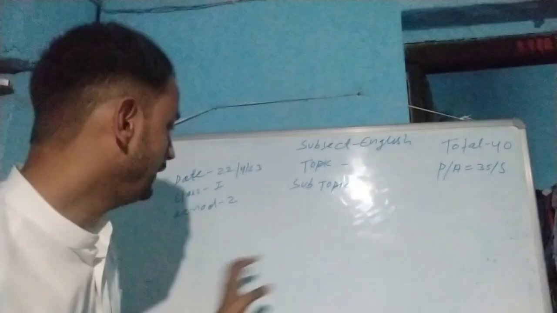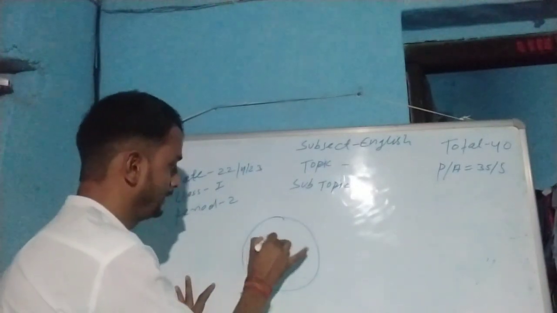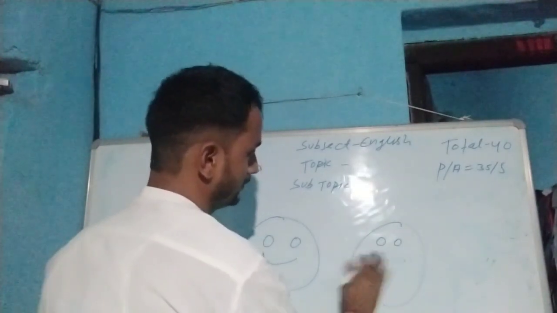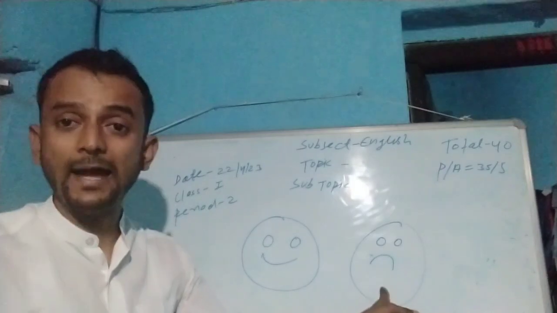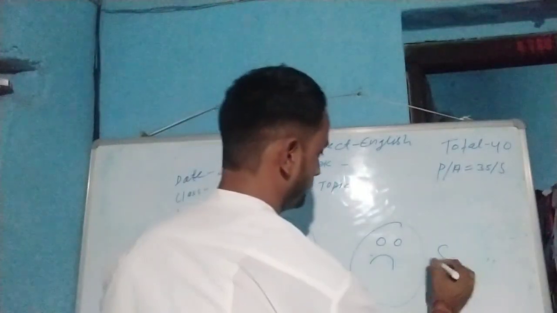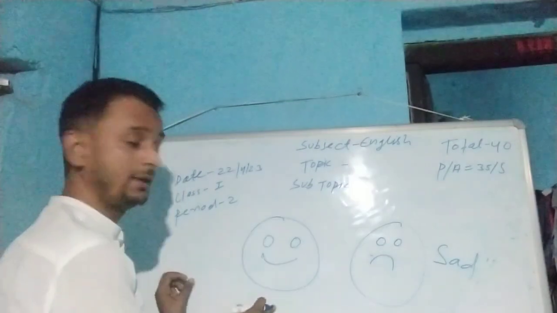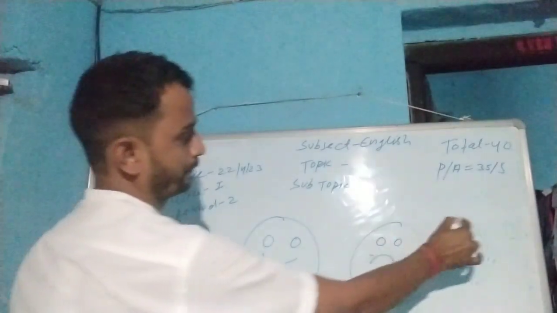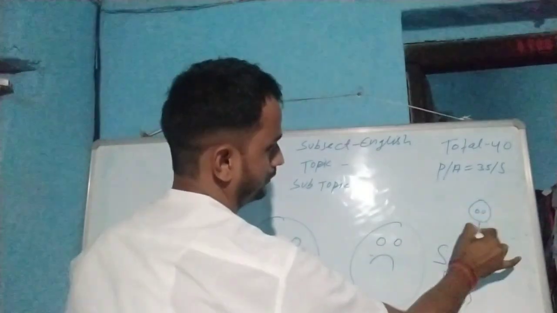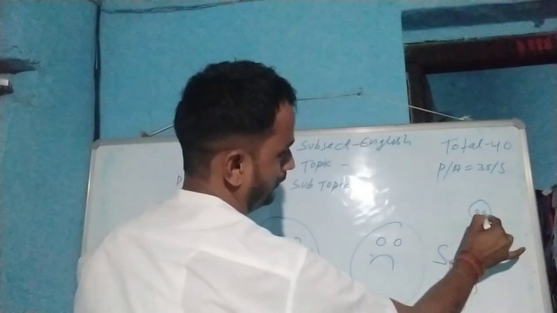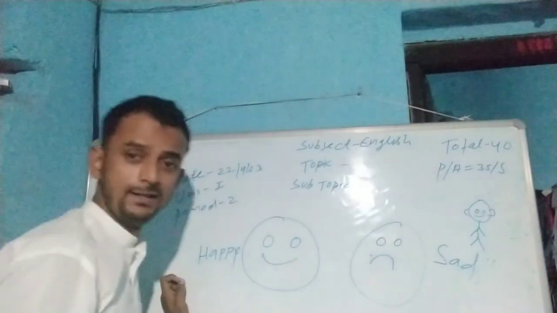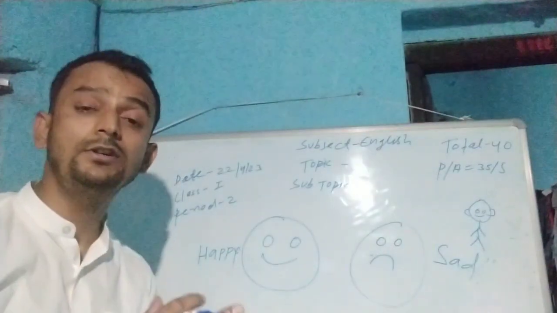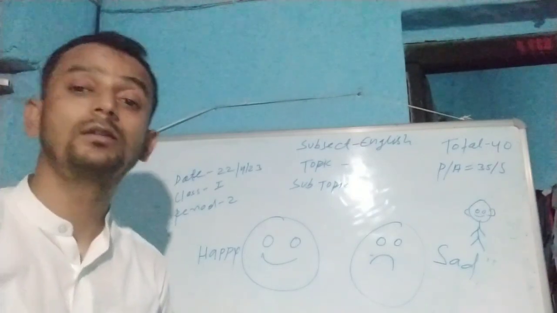Okay. Tell me, what is this? This emoji expression is, and this emoji expression is. Is this happy or sad? Sad. Very good. And this one? Happy, very good. And tell me, what is the picture of this? Child, very good. That means happy child. Today we are going to read a wonderful poem and its name is Happy Child.